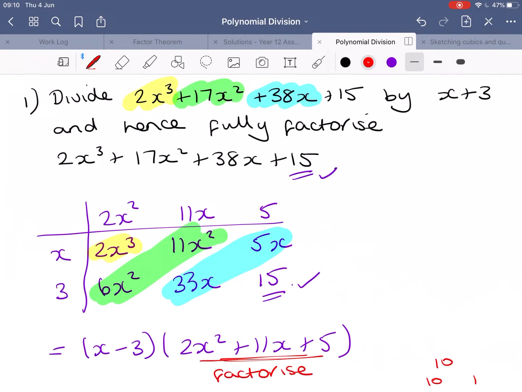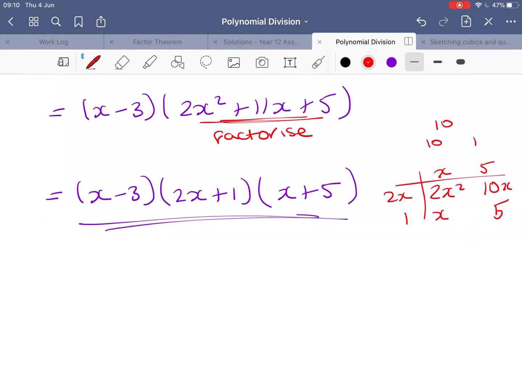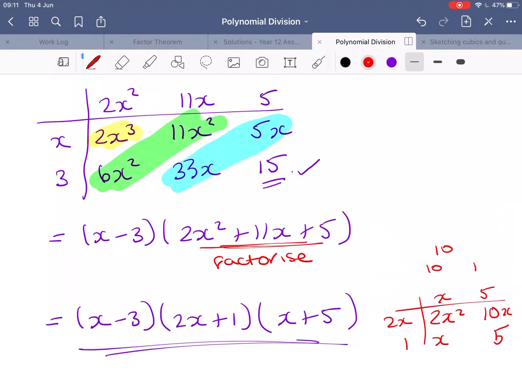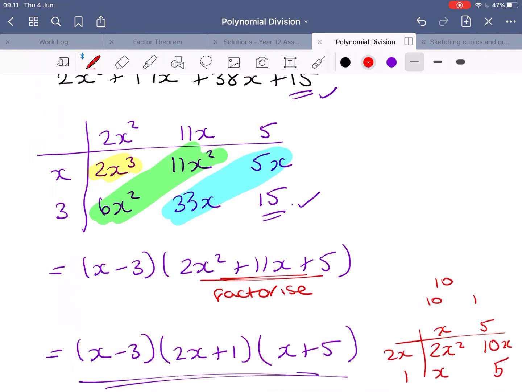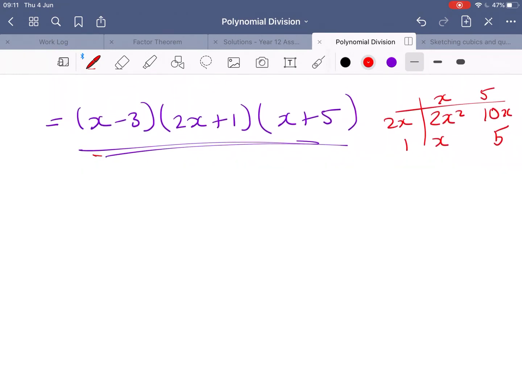Okay, so first one, polynomial division. Hopefully you're getting a bit more practiced at this. It starts to flow the more you do it. So the more practice you can do, the more that you'll get better at it. So we've got our single bracket times our quadratic. We have to factorise our quadratic and we're left with x minus 1, 2x plus 1 and x plus 5. Now note, this question just says fully factorise. It doesn't say solve. So at that point, this is my answer.